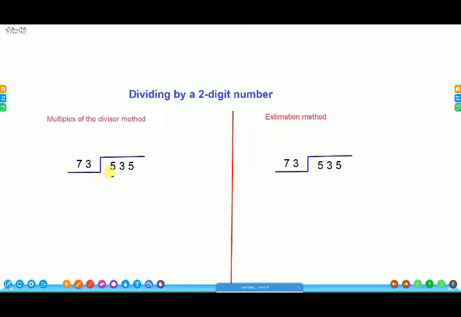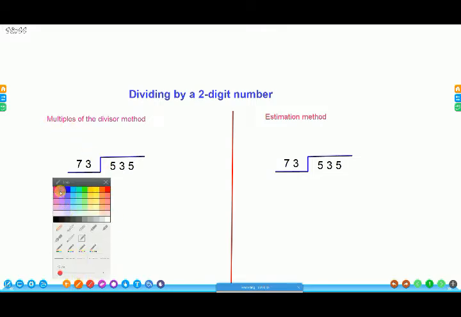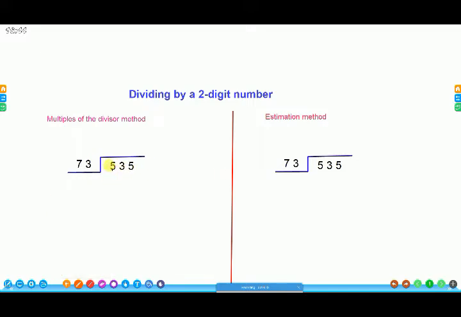Method 1: to divide 535 divided by 73 using the multiples method. First, we need to check in the dividend how many digits we should take in the number 535. We noted that 5 is less than 73, 53 is also less than 73, so of course I take all the number here, 535. A three-digit number is for sure greater than a two-digit number.